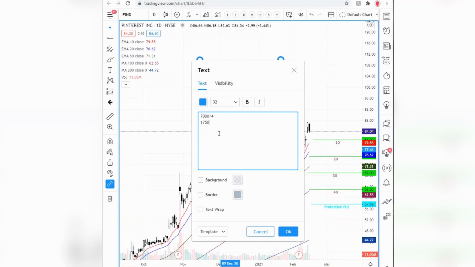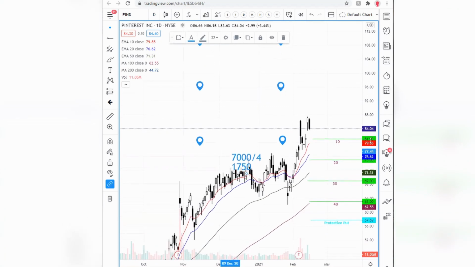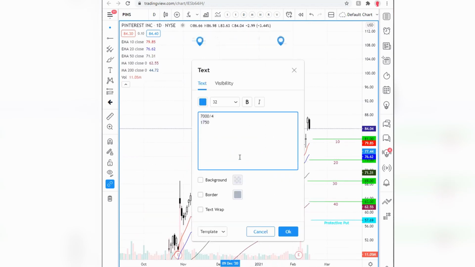So then what we do is we just divide that 1,750 by our stock prices on the side here. So 81, 75, 69, and 63. So our first tier, 1,750 divided by 81, would give us about 21 shares for our first level.